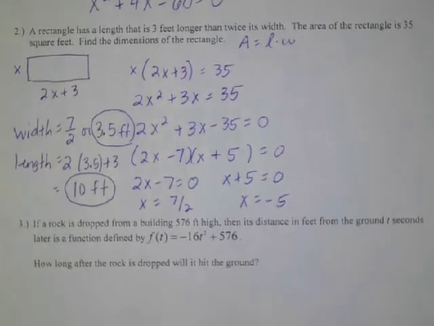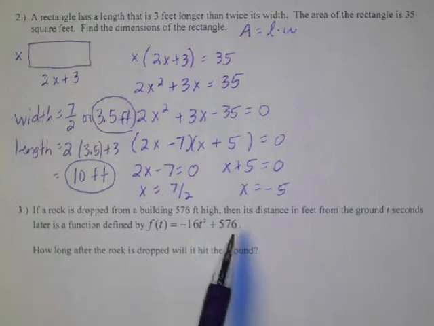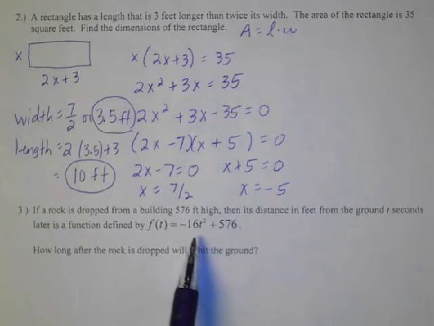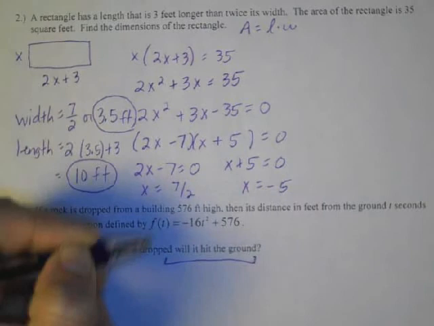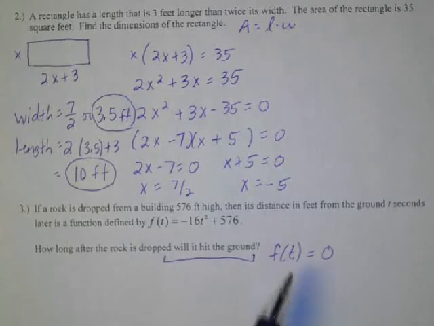To finish out this page and these word problems, we have a rock is dropped from a building 576 feet high. Its distance from the ground is measured by this function. So this function measures how high the object is still above the ground. So it says how long after the rock is dropped will it hit the ground? Well, if it's hit the ground, that means that f of t is equal to 0. F of t is the height left to fall. Well, if it's hit the ground, it has no more height to fall.